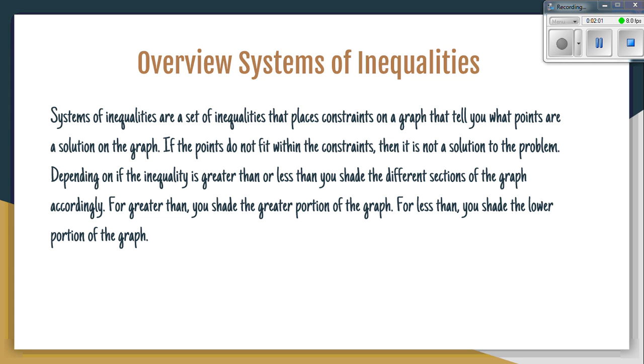Systems of inequalities are a set of inequalities that place constraints on a graph that tell you what points are a solution on the graph. If the points do not fit within the constraints, then it is not a solution to the problem. Depending on if the inequality is greater than or less than, you shade the different sections of the graph accordingly. For greater than, you shade the greater portion of the graph. For less than, you shade the lower portion of the graph.